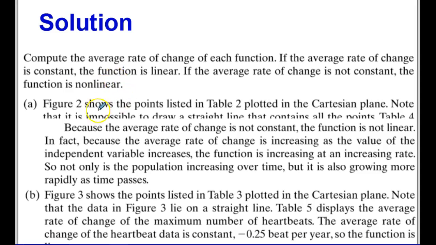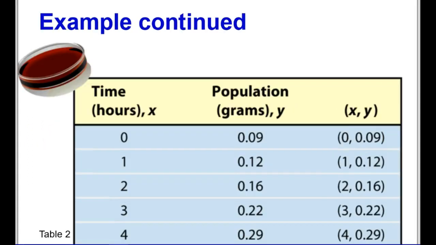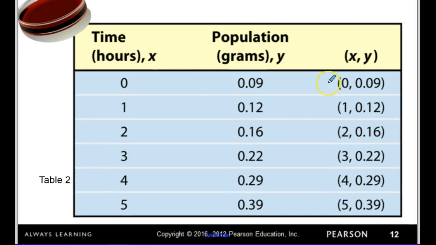Okay, but I can also look at my data table. So let's go back to our actual data table here. Right here I see I go up 1, and here I go up 0.03. So if this is linear, I should also go up 1 here, and I should also go up 0.03 here, but I don't. So these two values are different.